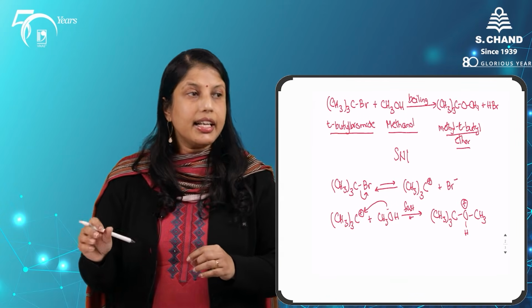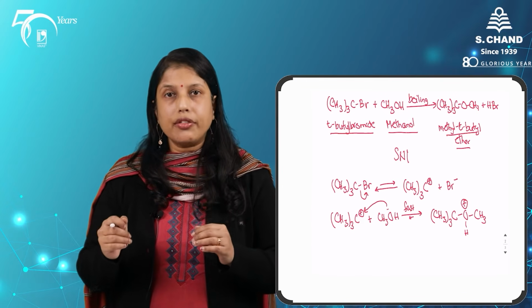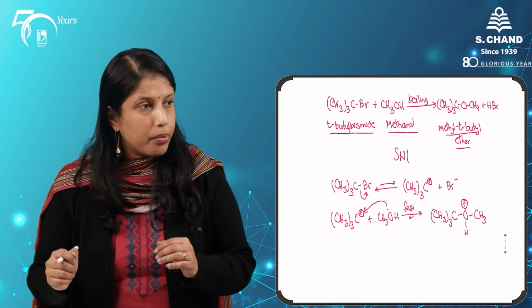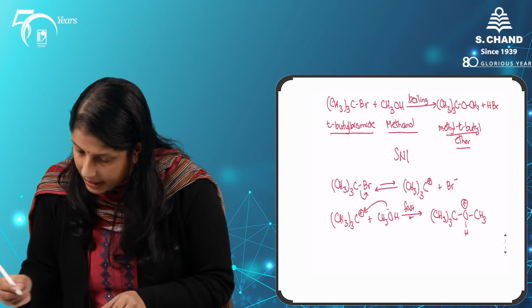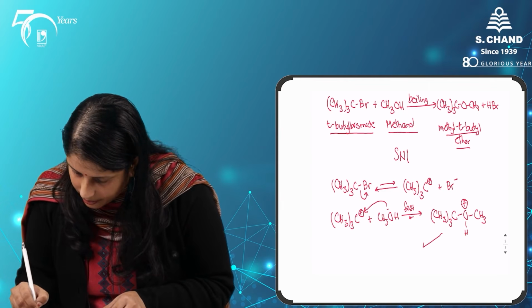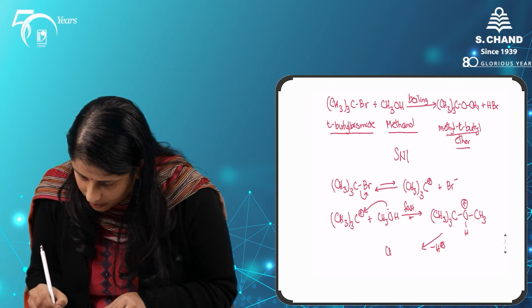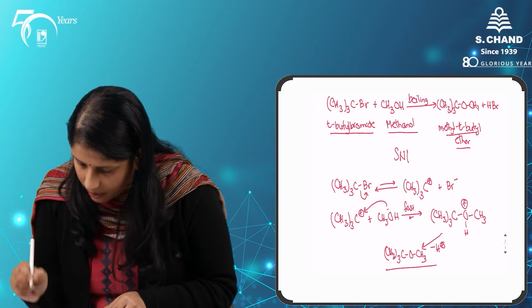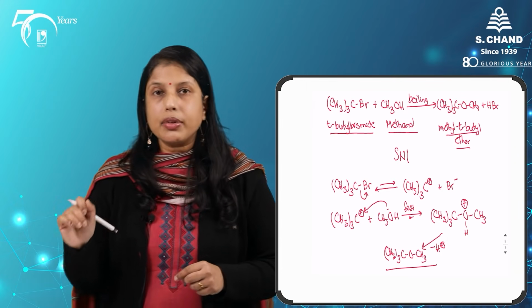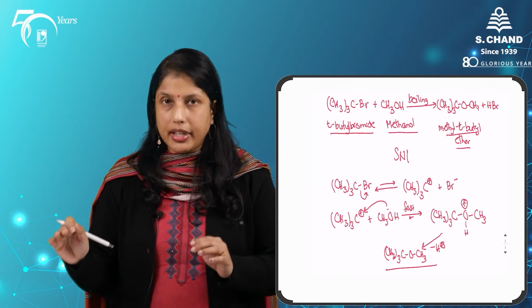And finally, in the last step, the loss of the proton leads to the formation of our product, which is our methyl tertiary butyl ether. So, this was the mechanism of an SN1 reaction.